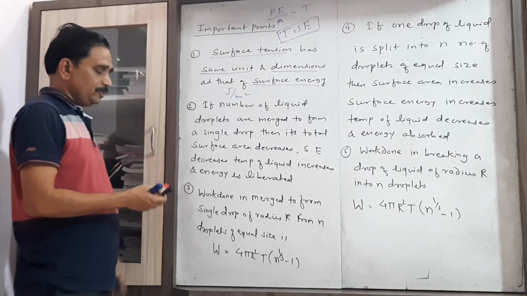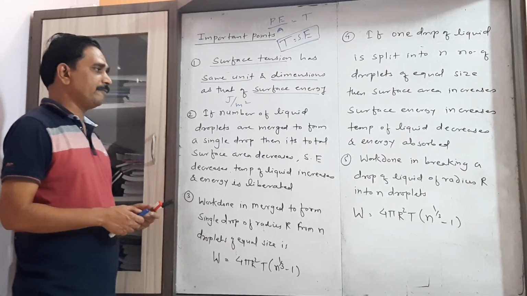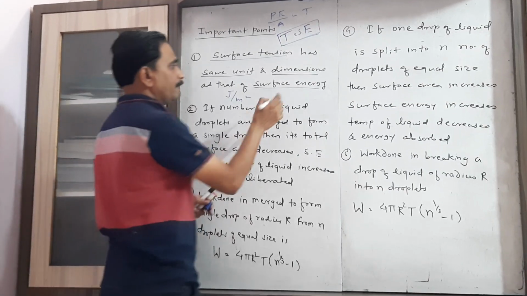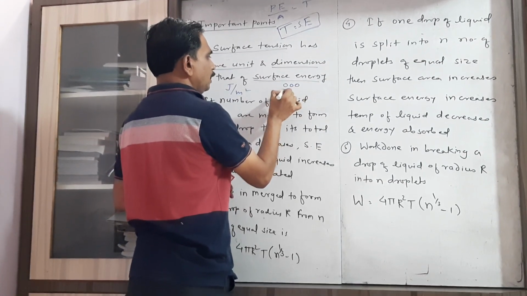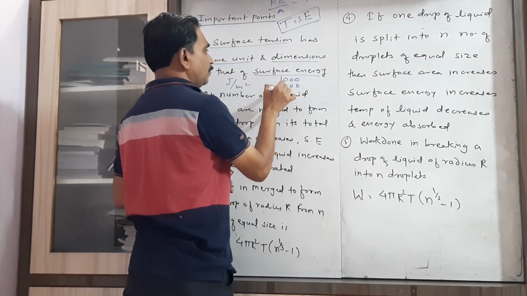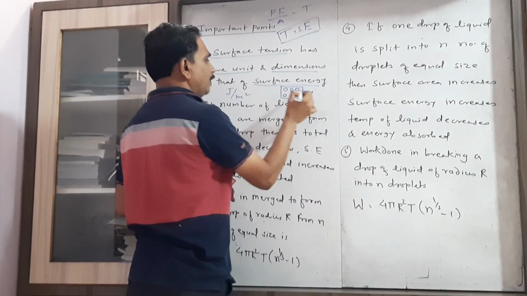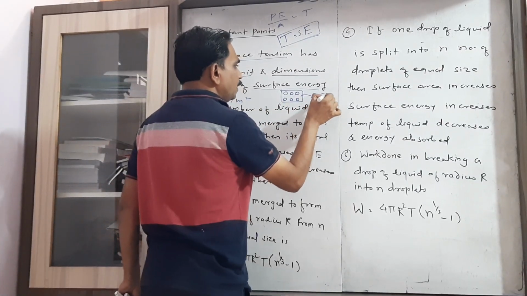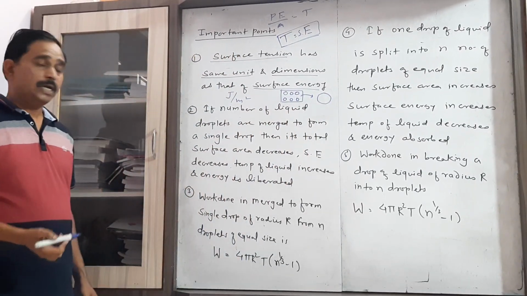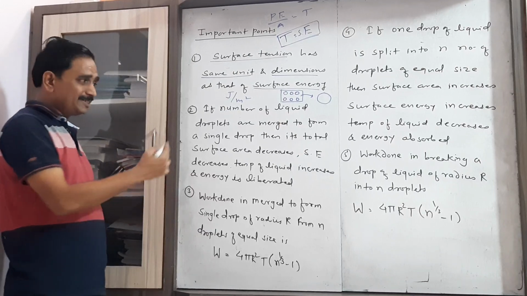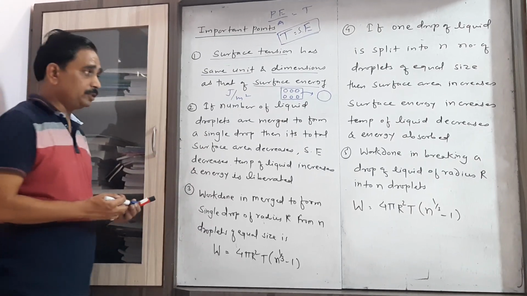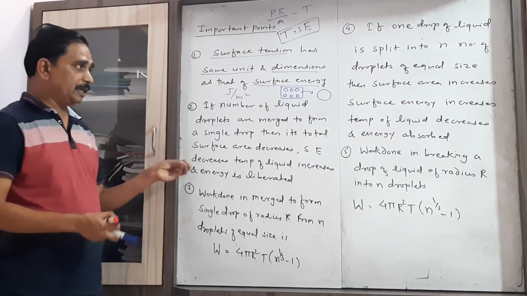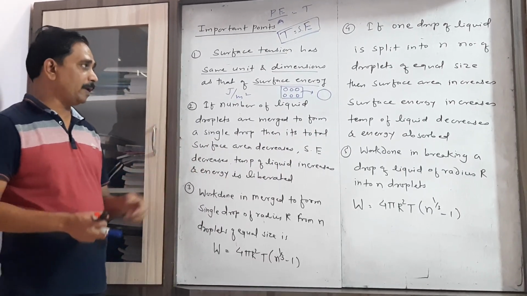Then consider the second point. If a number of liquid droplets are merged to form a single drop, if we have a number of small droplets of equal size, and when these droplets combine together to form a single big drop, now in this process, which are the things that get changed?